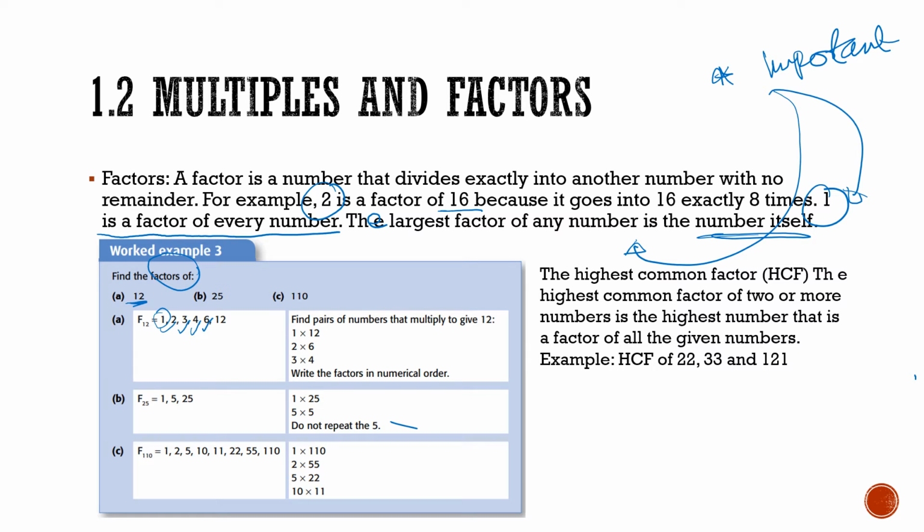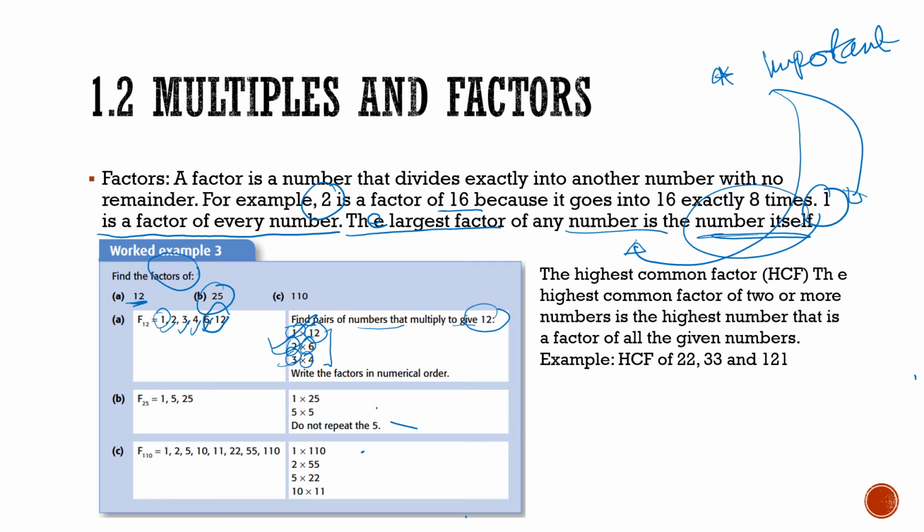Is 7 a factor? No. Is 8 a factor? No. Is 9 a factor? No. Is 10 a factor? No. Is 11 a factor? No. But yes, 12 is a factor because, as we said, the largest factor of any number is the number itself. Then we find pairs of numbers that multiply to get exactly 12. So 1, 2, 3. So we have 3 pairs. And 1, 2, 3, 4, 6, 12. These are all factors of 12.